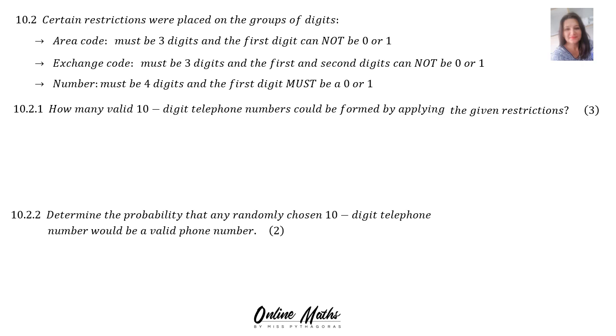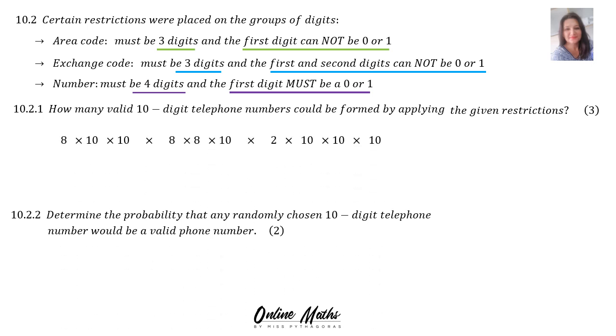10.2. Certain restrictions were placed on the groups of digits. The area code must be 3 digits and the first digit cannot be a 0 or a 1. Exchange code must be 3 digits and the first and second digits cannot be 0 or 1. The number must be 4 digits and the first digit must be a 0 or a 1. 10.2.1. How many valid 10-digit telephone numbers could be formed by applying the given restrictions?